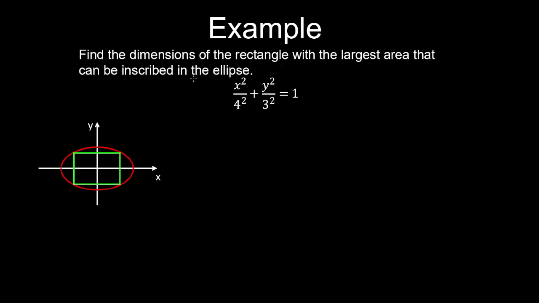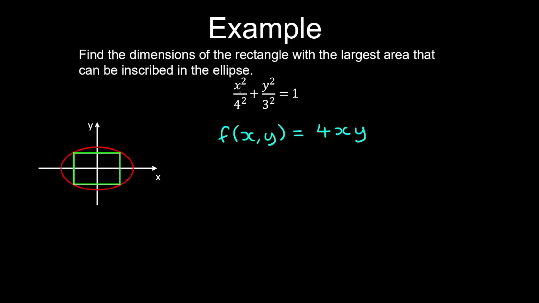Find the dimensions of the rectangle with the largest area that can be inscribed in the given ellipse. So in this case, our objective function that we want to maximize, which gives the area of the rectangle, is the length of the rectangle, which is 2x, by the height, which is 2y, so that gives 4xy.